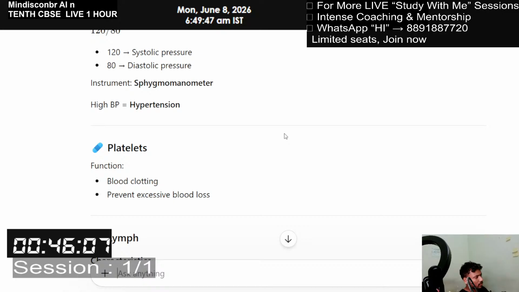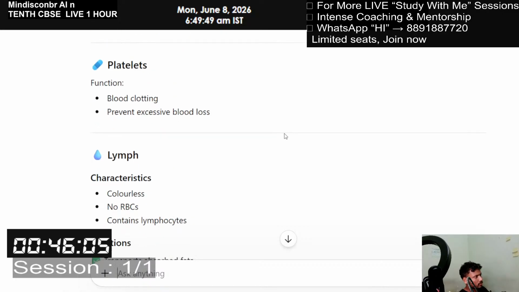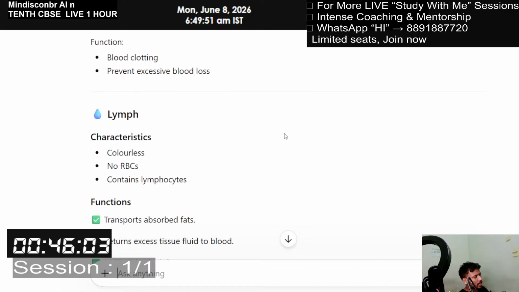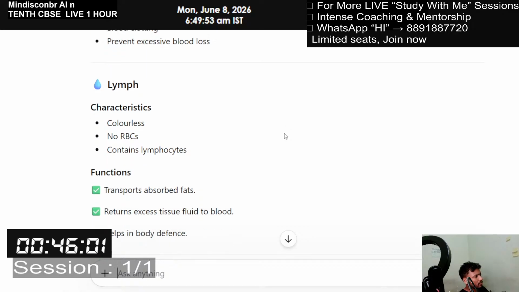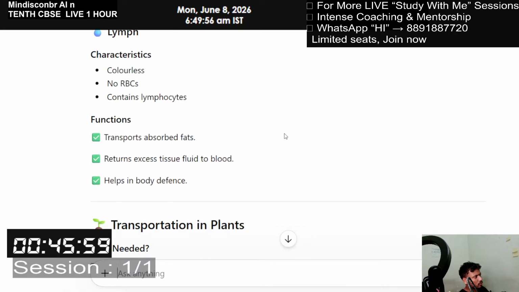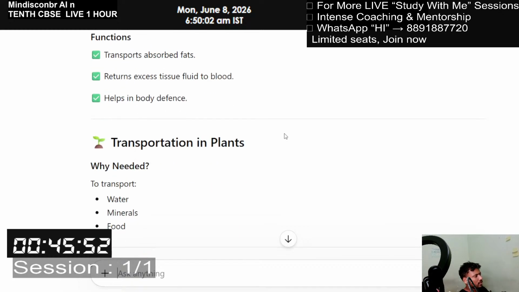Platelets function: blood clotting, preventing excessive blood loss. Lymph: colorless, no RBCs, contains lymphocytes. Functions: transport absorbed fats, return excess tissue fluid to the blood, helps in body defense.